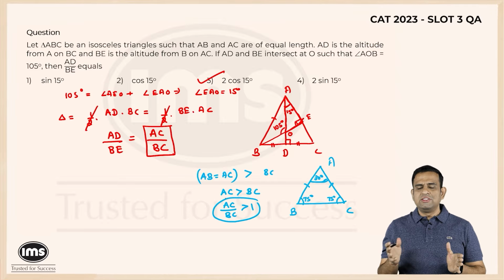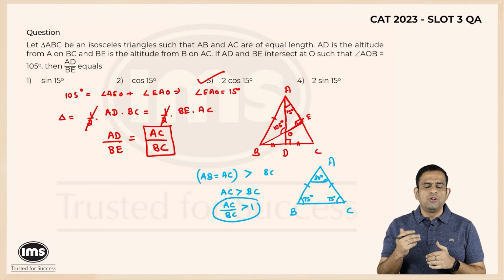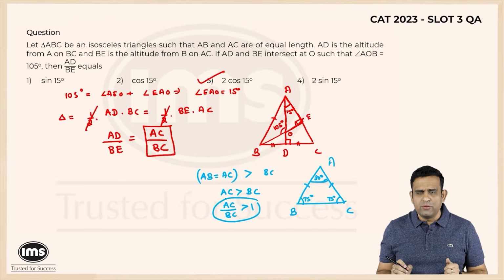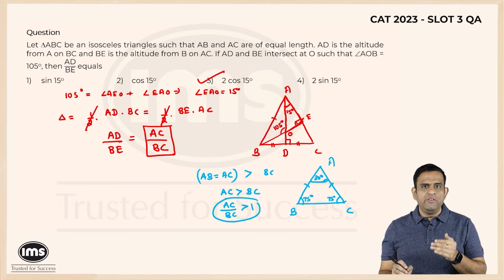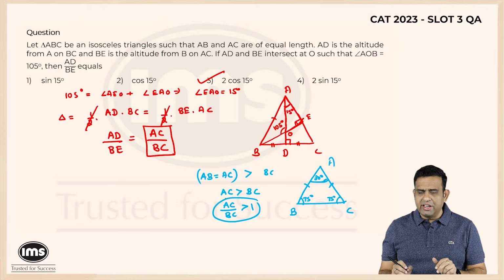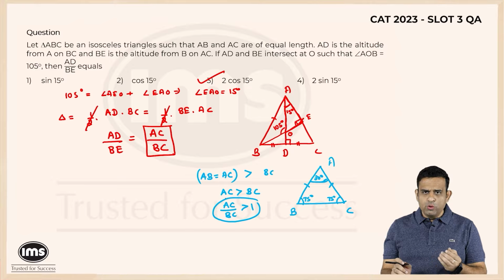So the required answer, among options 1, 2, 3, 4, should lead to a value which is going to be more than 1. Now the issue is that we are not comfortable with the values of sine, cos and so on of 15 degree. But let's find out, do you know sine 0?